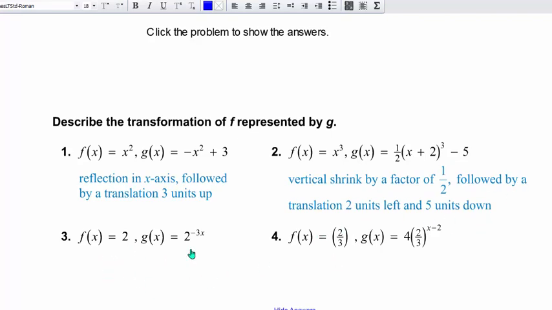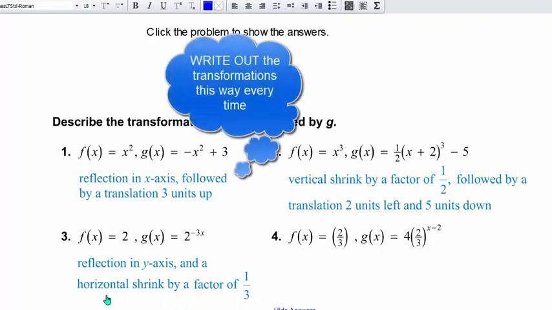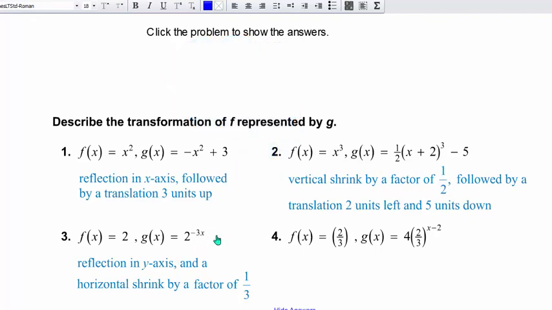The only thing that's shifting in this one is B does 2 things. That means reflect over the Y. And notice that I go from 3 to its reciprocal, 1/3, so a horizontal shrink. Anything that's with B or H does kind of the opposite of what you think it does.